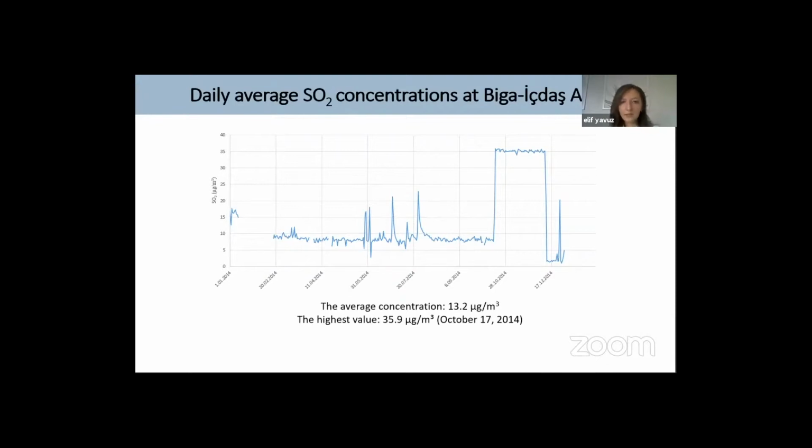A significant increase was observed in the winter months. Probably the increase in the use of coal, especially in winter seasons, can cause such high concentrations in these regions. And the highest value was measured on October 17.